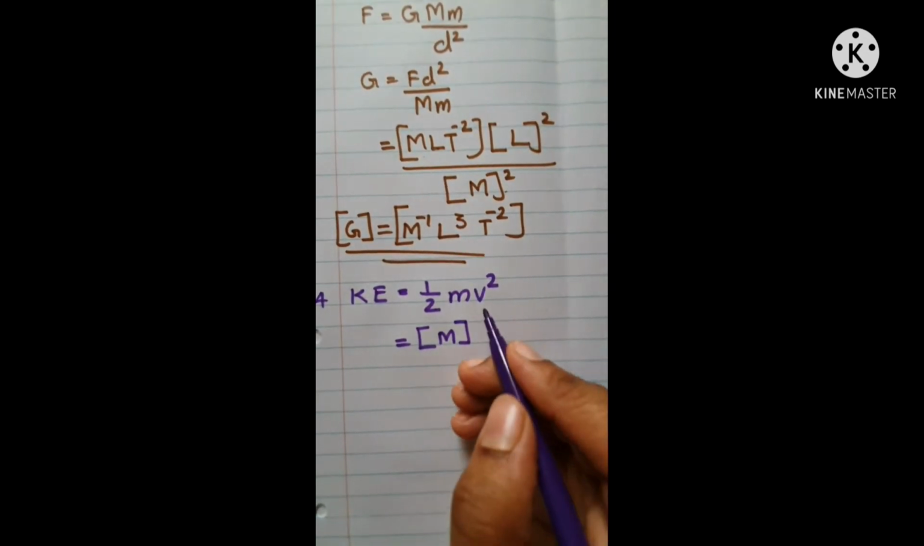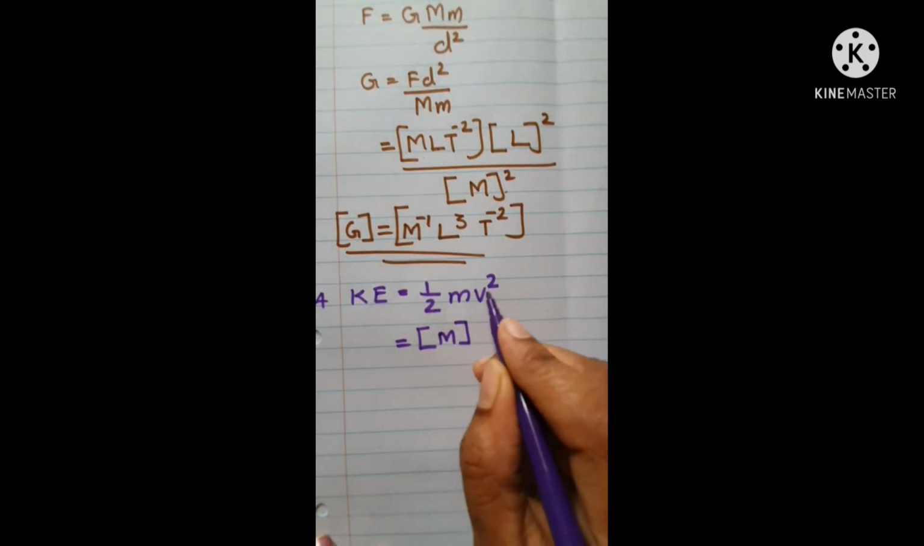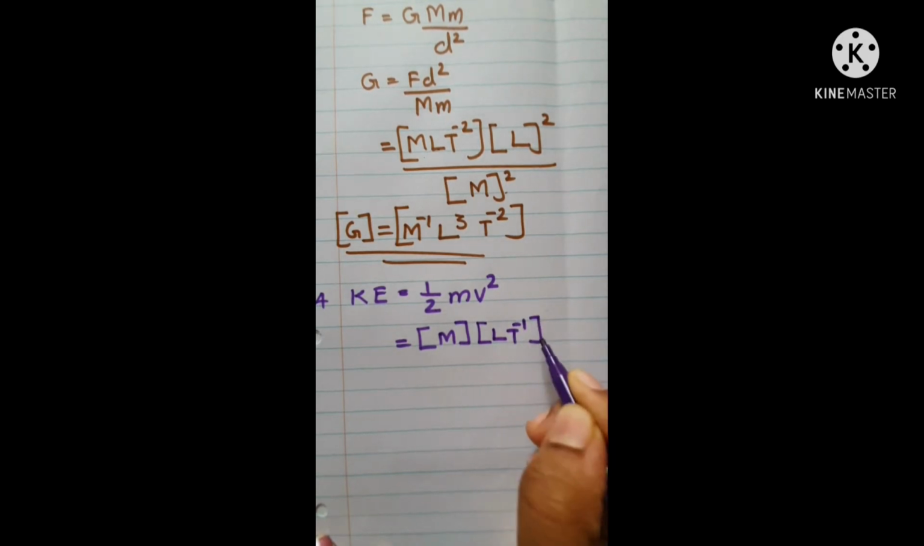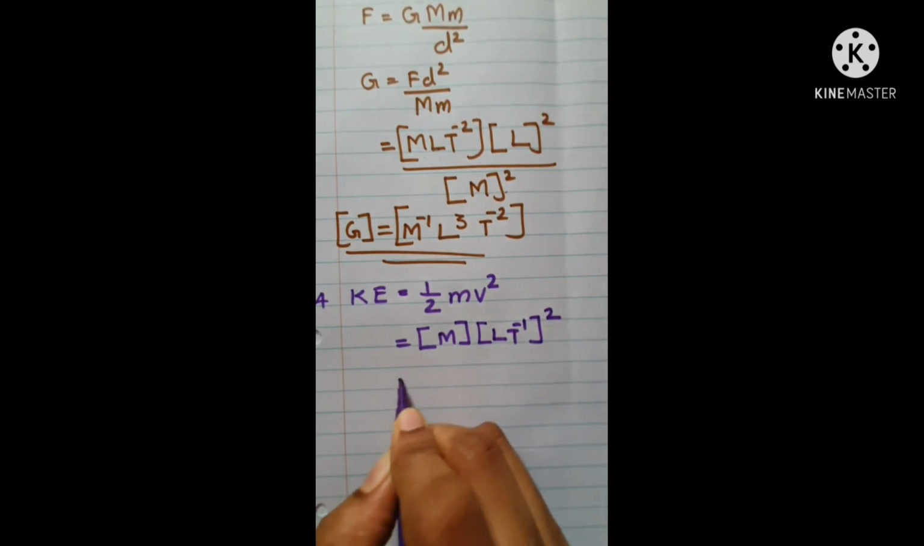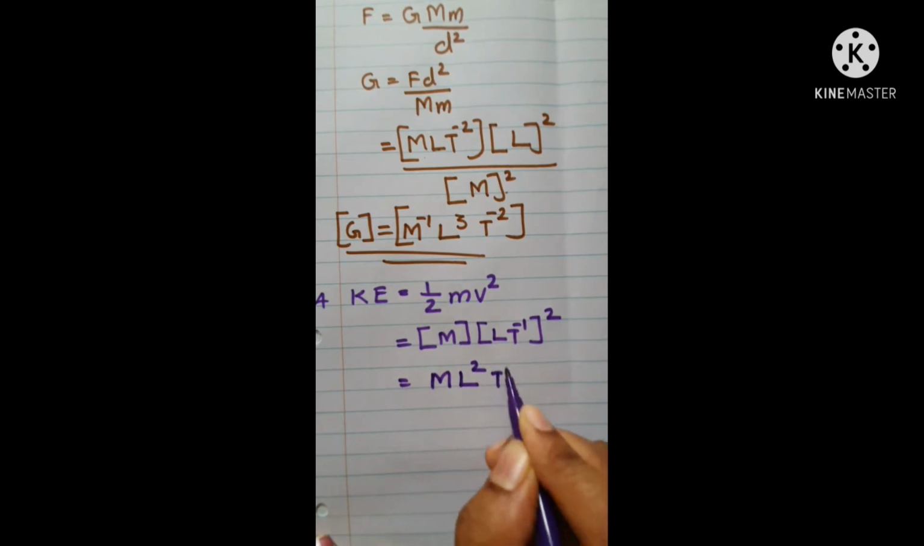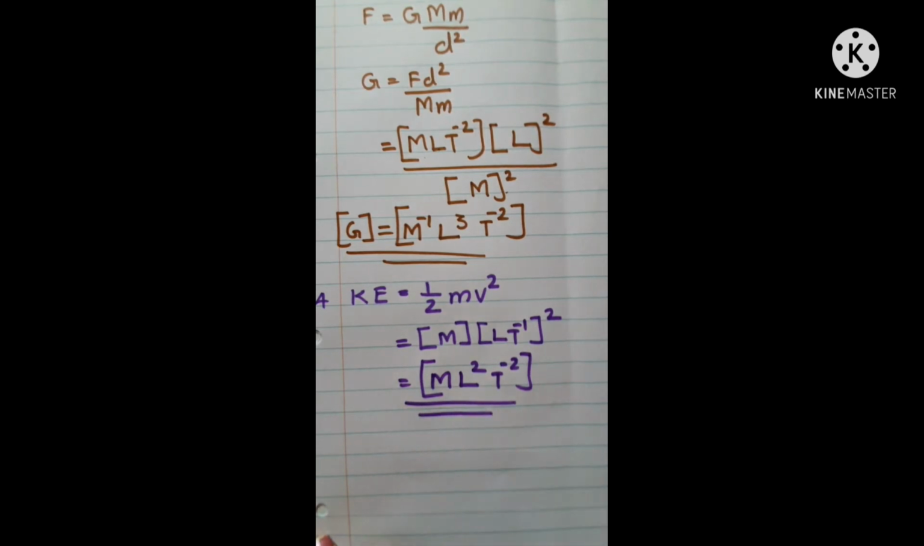Now the next one: kinetic energy is half m v square. Half is a constant, we cannot do anything with it. m v square, v is [LT^-1] all squared. So kinetic energy will be [ML^2T^-2]. This is the dimensional formula for kinetic energy.